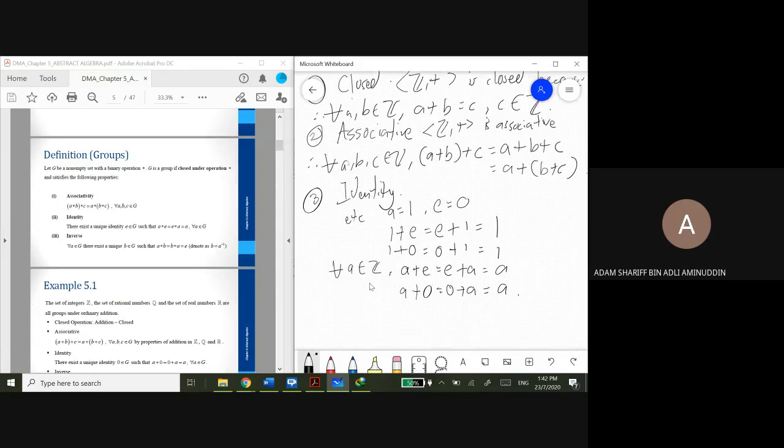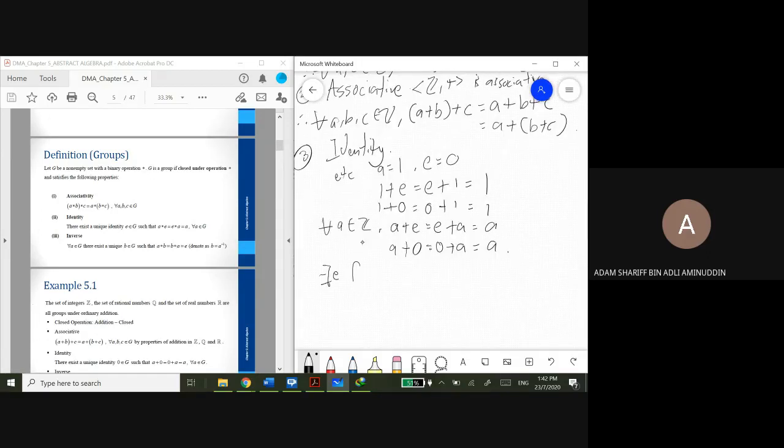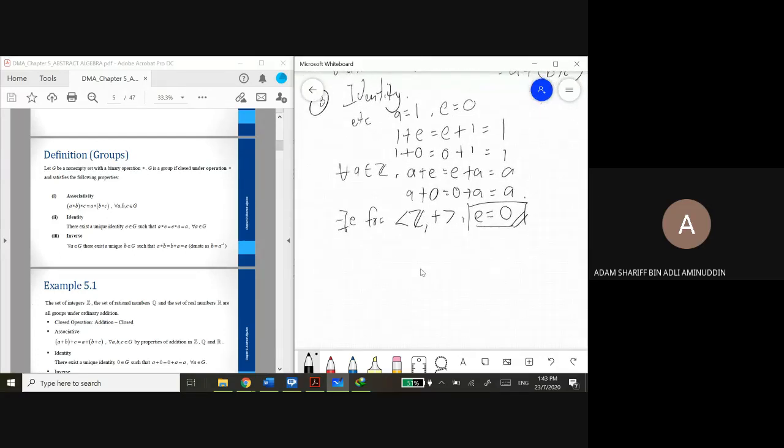Right now, what I can conclude is that there exists an identity for Z under addition. This time, E is 0. This is the answer that I want to look for from my students. If you just say identity exists, but you don't tell me what the value of E is, your answer is not sufficient. You must mention what E is. You must mention who the boy is. The boy is 0. And let me mention a tip to you. If you involve the binary operation of addition, the identity is always 0. For multiplication it is always 1. Okay.